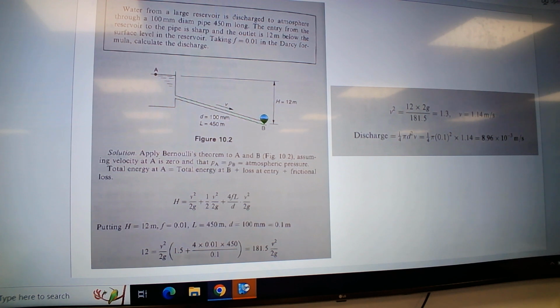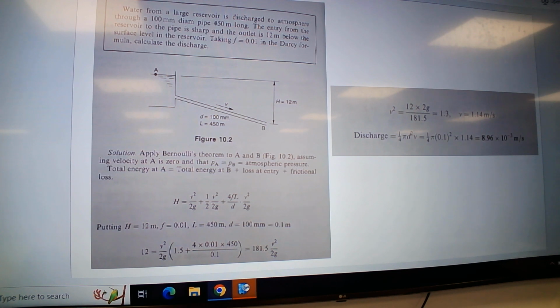The entry from the reservoir to the pipe is sharp. And the outlet is 12 meters below. So the outlet, which is here, is 12 meter below. The value for the f is given 0.01. We need to find out the discharge. What is the discharge?